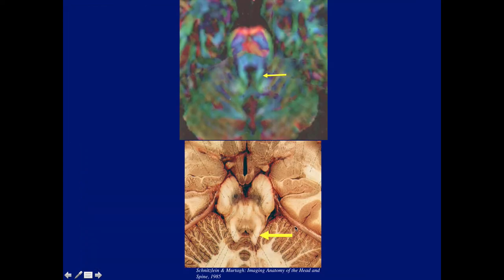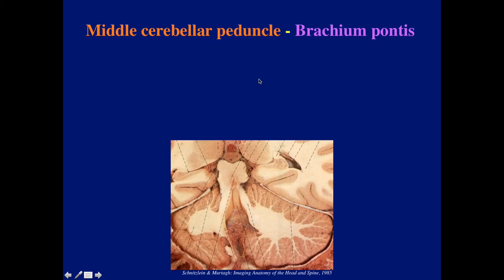Now, why bother with all that? The reason we have to know about it is because we now can see the superior cerebellar peduncle on this tractography image in the axial plane. And here it is very similar to the specimen. Let's move on to the middle cerebellar peduncle.